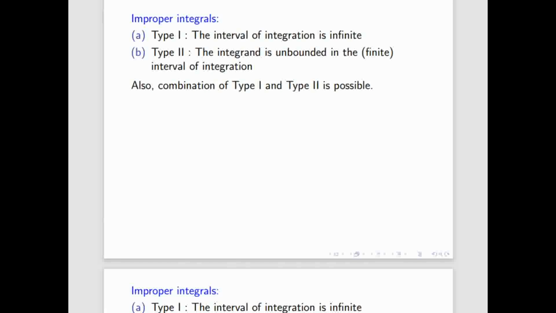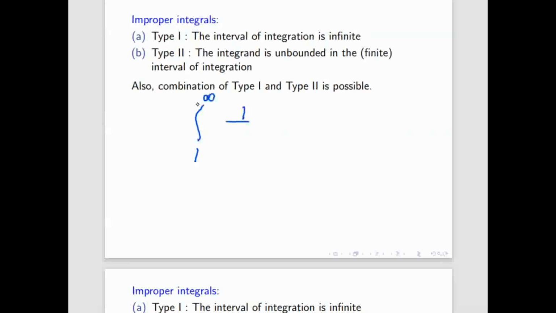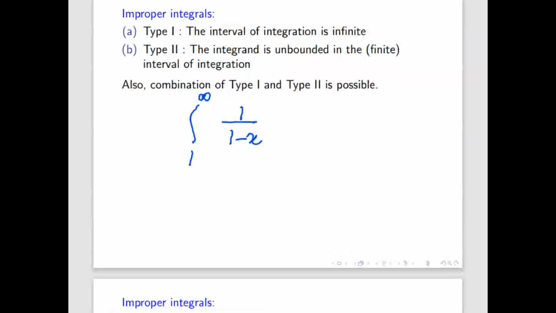So there are some problems which are both types. Can you give me an example of an integration which has type 1 and type 2 both? Integration from 1 to infinity of 1 by x minus 1, or integration from 1 to infinity of 1 by 1 minus x. Definitely that limit is infinite and this is also not bounded. So this is type 1 and type 2 both. It is an improper integral.